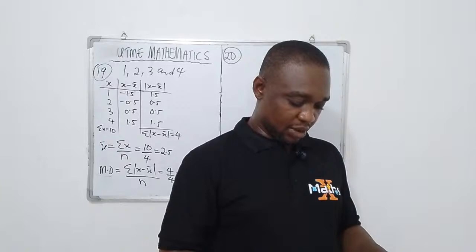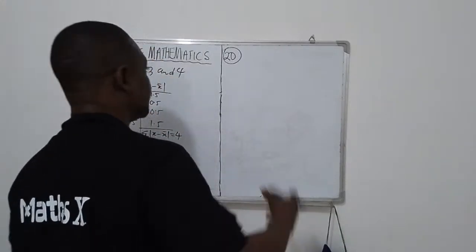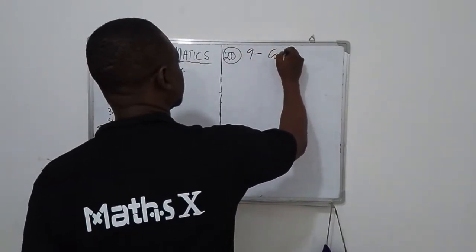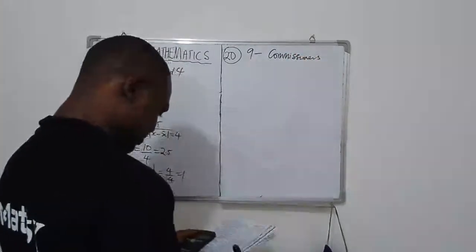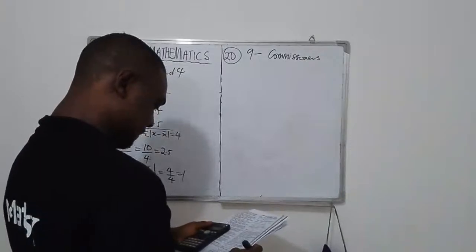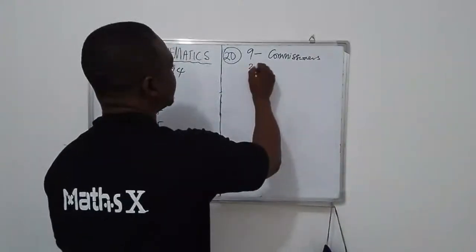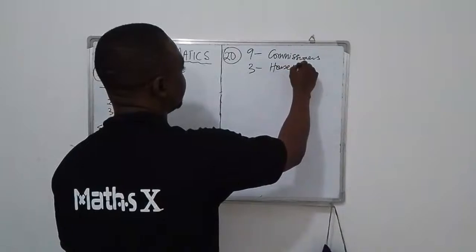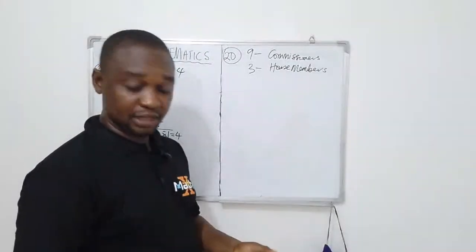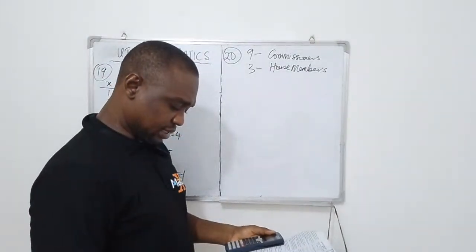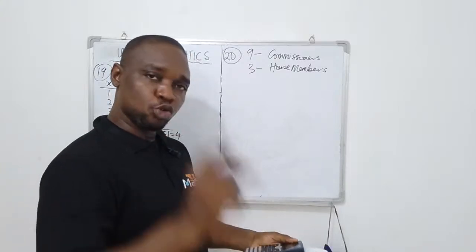Okay. Now, a committee of 6 is to be formed, like it says, and we have 9 state commissioners. So let's put it down. 9 commissioners. We had 9 state commissioners and 3 House members, House of Assembly members. All right. In how many ways can the members of the committee be chosen so as to include 1 House member?